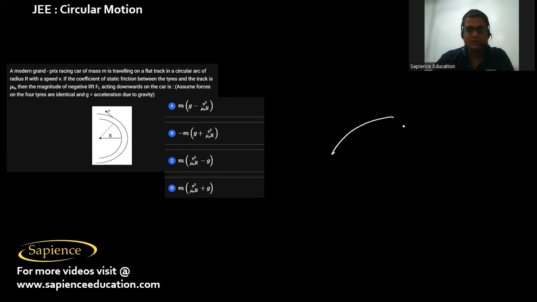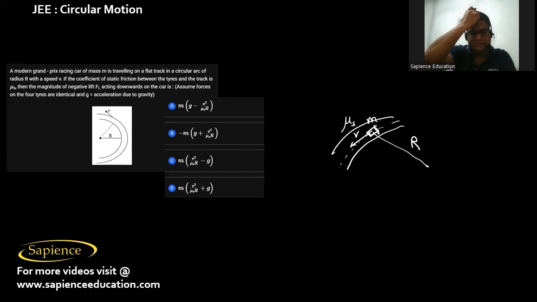So it is moving in a circular track. It is a flat track. The car is having mass m. It is moving with a speed v, and the radius of the track is r. The coefficient of static friction is mu s in between the tires and the track. Then the magnitude of negative lift Fl acting downwards on the car is. Assume forces on the four tires are identical and g is acceleration due to gravity.